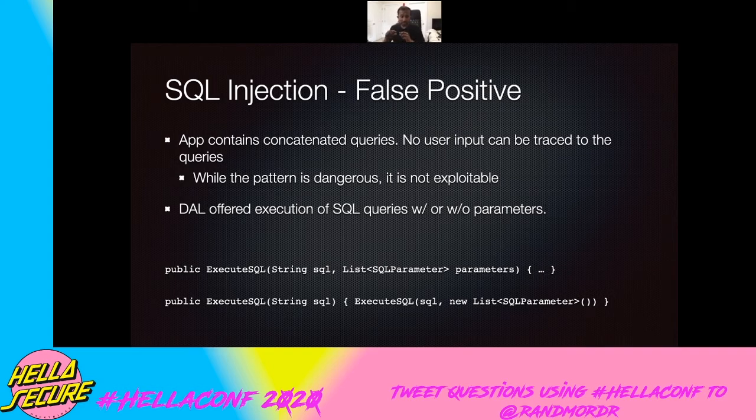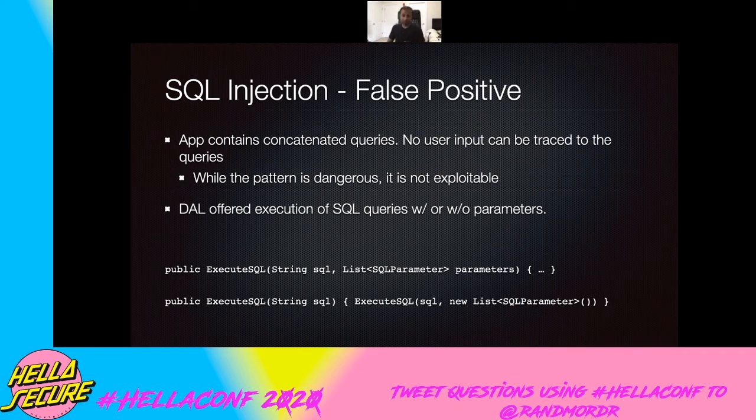Now, the data access layer in the application provided two methods for how you wanted to execute SQL. One accepted a SQL string plus a list of parameters, and internally it was parameterizing it before sending it to the database. And then the second method would just accept a SQL string. And internally, it was just calling the first method with an empty list of parameters. So the pattern that we noticed was that a lot of developers just concatenated their SQL query and then called the second method. And this seemed to be like a copy paste. So over time, many modules started using the exact same pattern.